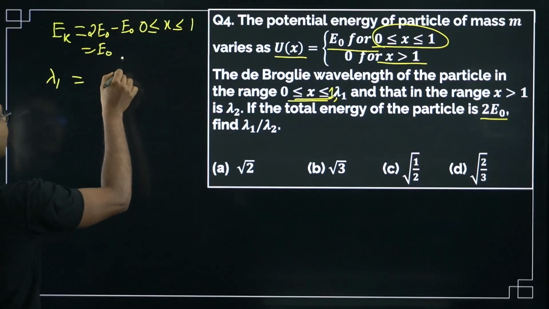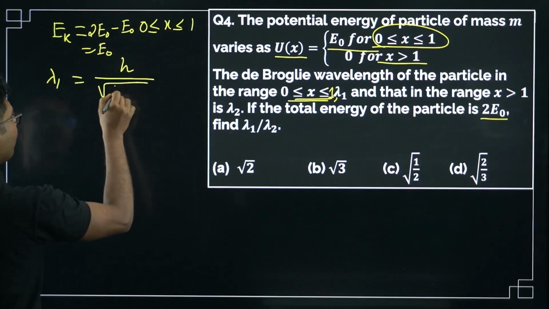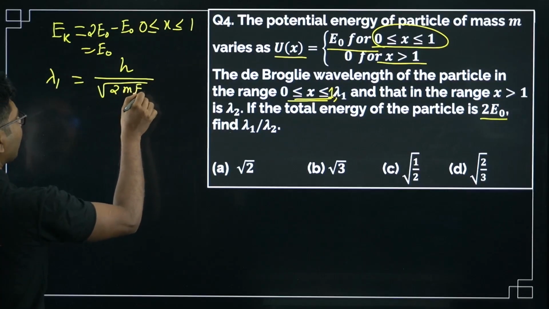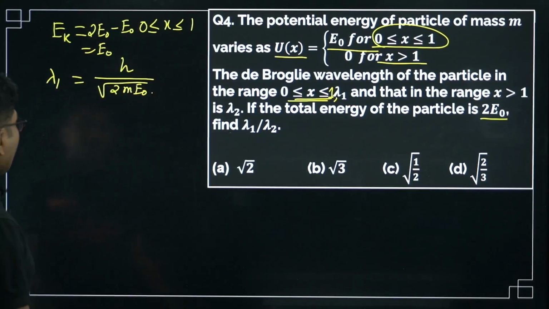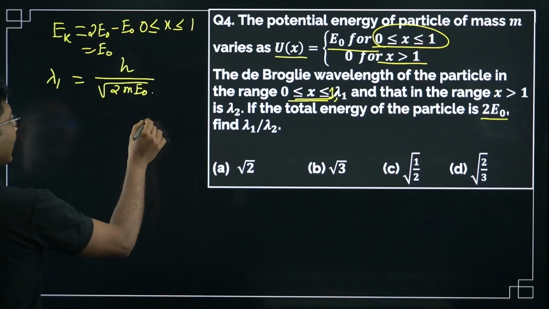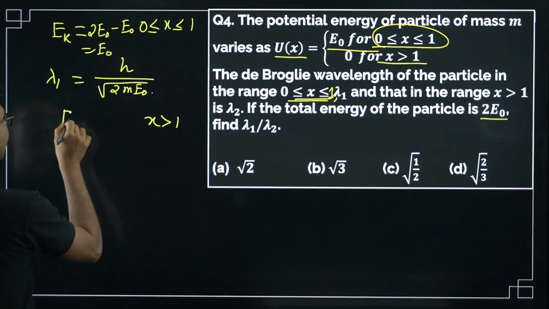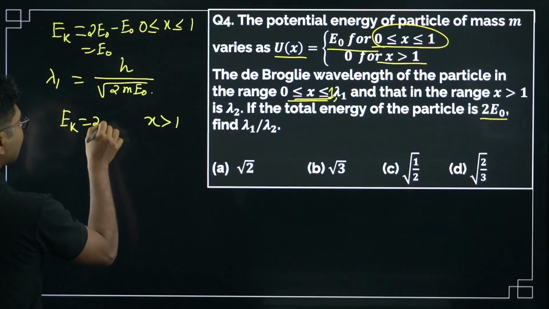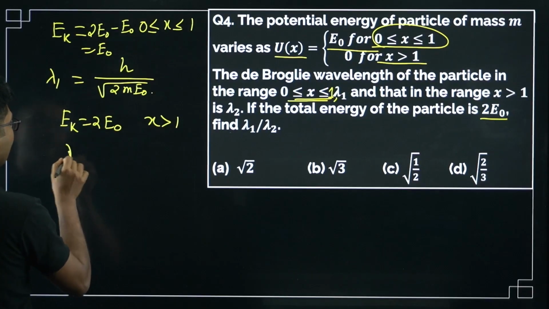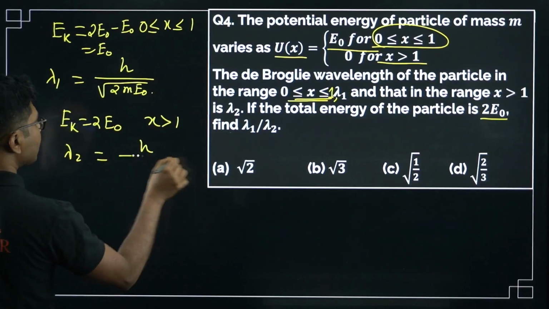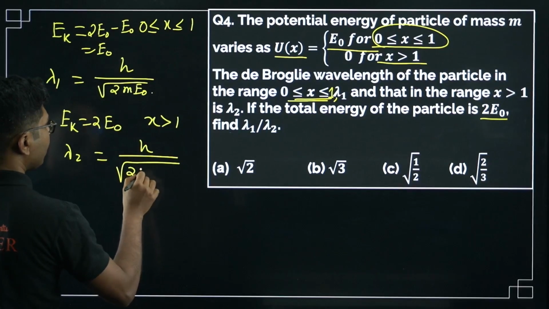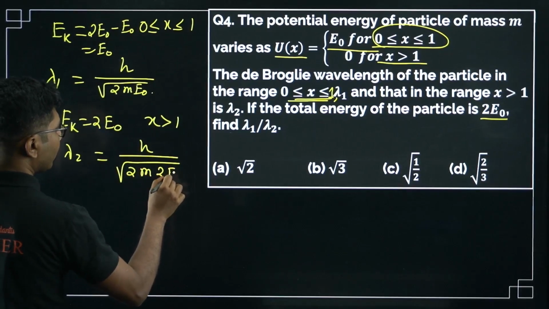Wavelength lambda 1 is h by square root of 2mE0, right? Now for the range x greater than 1, potential energy is 0, so kinetic energy equals the total energy, that is 2E0. So what is the wavelength lambda 2? Wavelength lambda 2 is h by square root of 2m into 2E0.